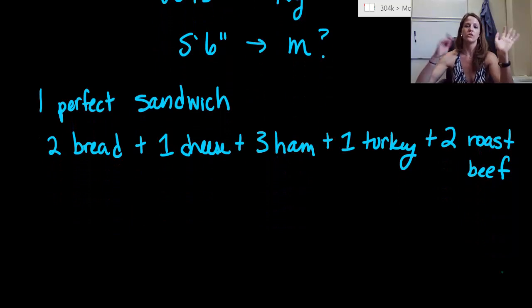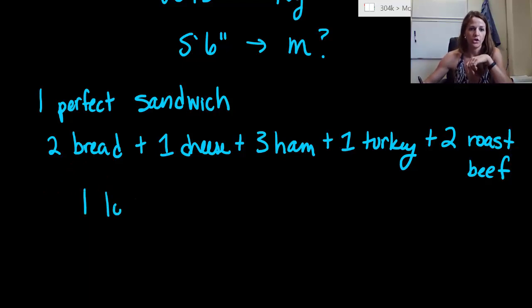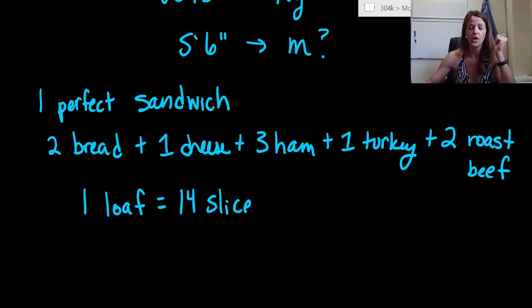So now let's say I go to the grocery store, local H-E-B or whatever, and I am ready to get my items for my lunch every week. So let's say that I buy 1 loaf of bread. Now if I look at the loaf of bread, I can see for this example that my loaf of bread has 14 slices of bread in there. So what I could do is use dimensional analysis to determine how many sandwiches I could actually make from 1 loaf of bread.